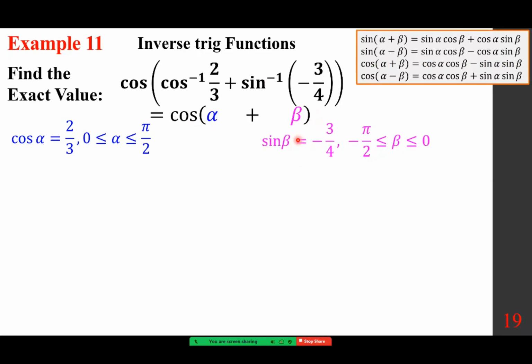Here's the reason. If you recall, the restriction on sine is from -pi/2 to pi/2, the fourth quadrant and the first quadrant. Since this is negative, we know it's in the fourth quadrant. When we say from -pi/2 to 0, that means quadrant 4. And in quadrant 4, because we want to find cosine of beta, cosine is positive, okay? In quadrant 1, everything is positive. Cosine is positive, so is sine.